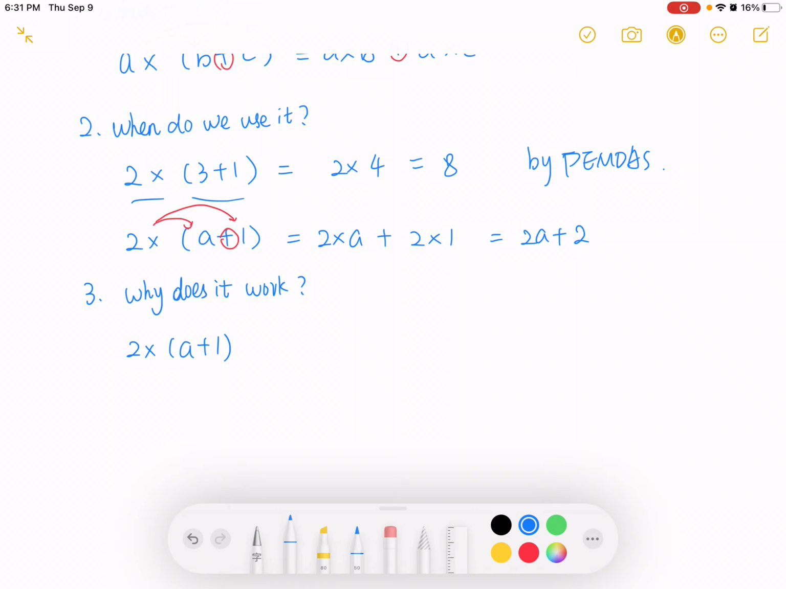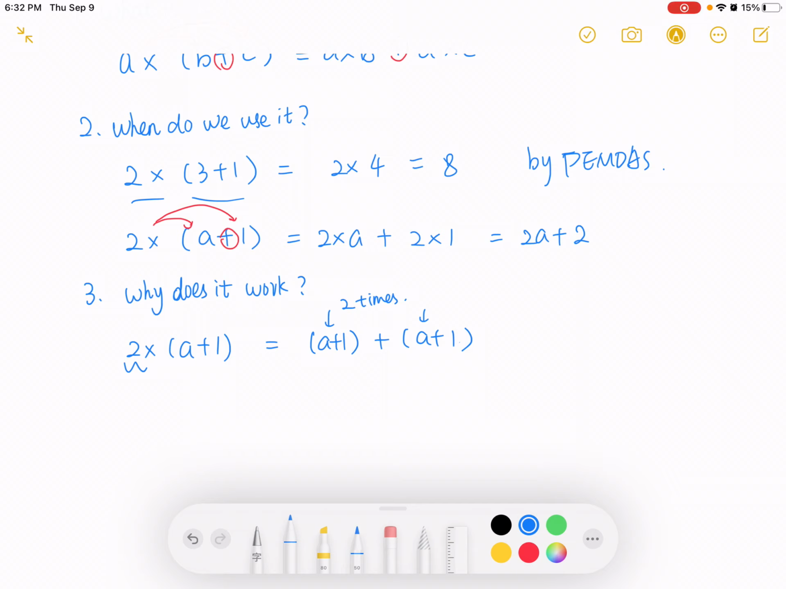So let's think about what the definition of 2 times something is. Multiplication is really a compact way of writing addition. So 2 times something means you're going to add that something twice. So this essentially is (A plus 1) plus (A plus 1). The 2 here indicates that you're going to add A plus 1 twice.